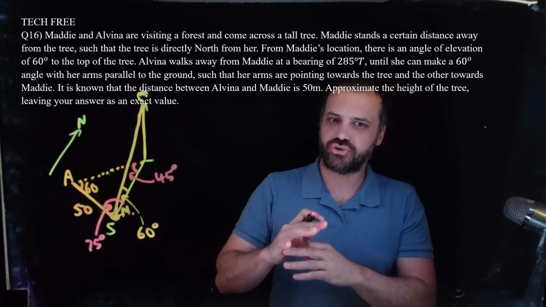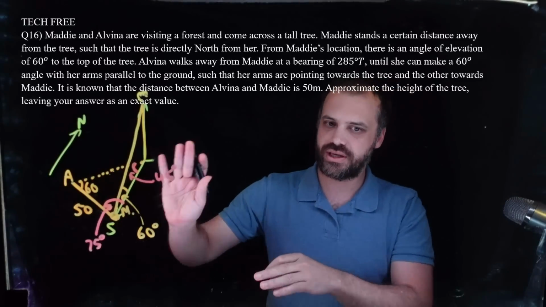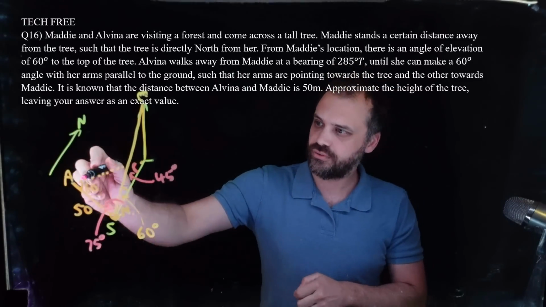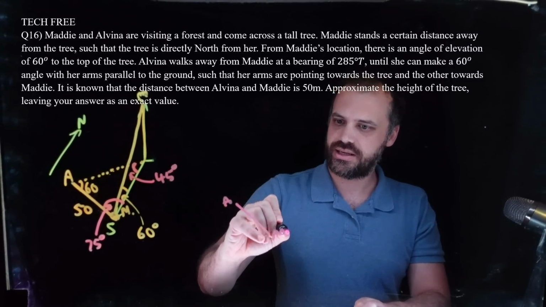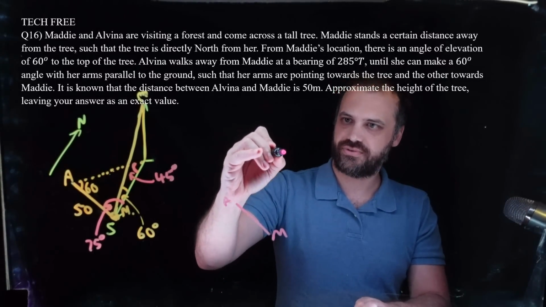All right, so I'm just going to draw one more picture. I'm going to come over here and just do a top-down view of just the triangle here with Alvina, Maddie, and the base of the tree.